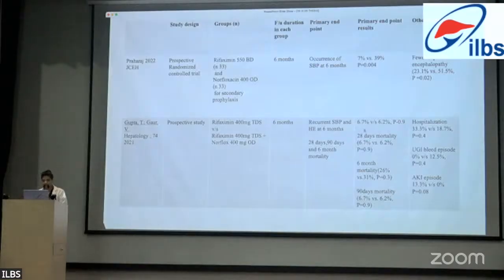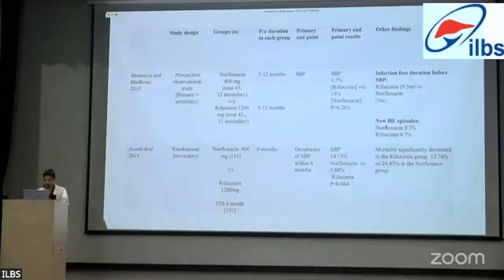The incidence was almost the same at 6.7% and 6.2%. Then the remaining two studies, Shamshia and Madhukar et al., were both for primary as well as secondary prophylaxis. They followed up the patients for 12 months. They noted that 4.7% of patients in the rifaximin arm had recurrence of SBP, compared to 14% in the Norflox arm. Assam et al.